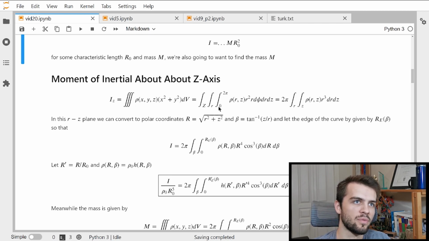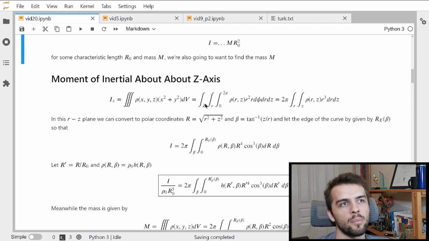Well, I can write this in terms of integrating over z, r, and phi here, right, in cylindrical coordinates. Now, I know phi is from 0 to 2 pi, so this is easy. We need to be more careful about r and z, so I haven't written them quite like that yet.